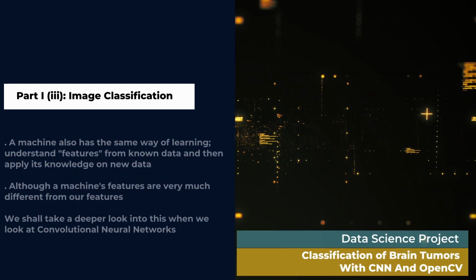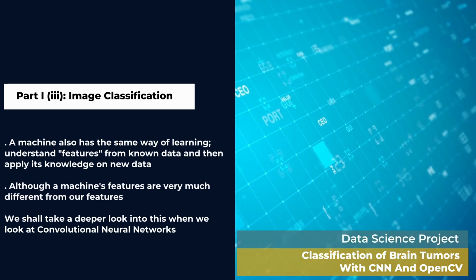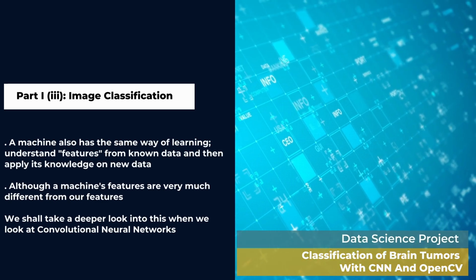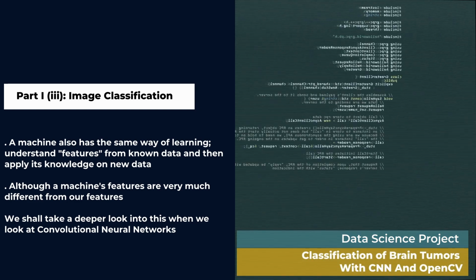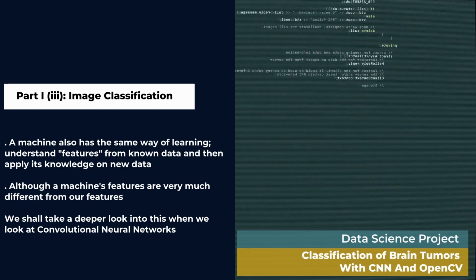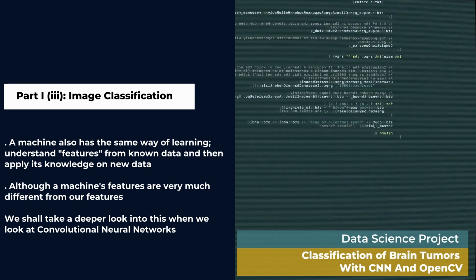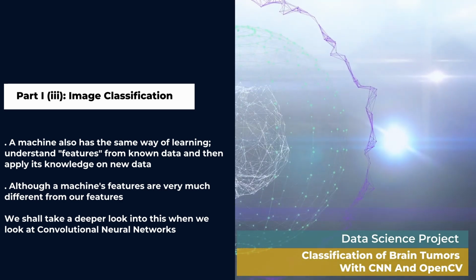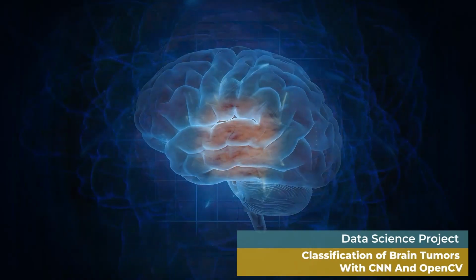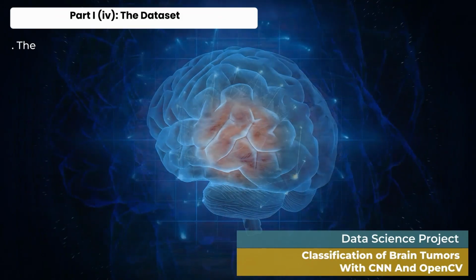A machine also has the same way of learning, understanding features from known data and then applying its knowledge on newer data. But the features that the machine learns are very much different from the features that we learn. We shall take a deeper look into this when we look at convolutional neural networks. So before that, let us look at our dataset.